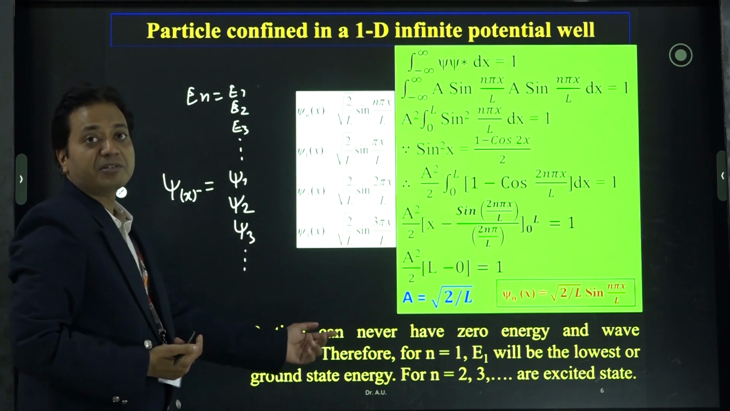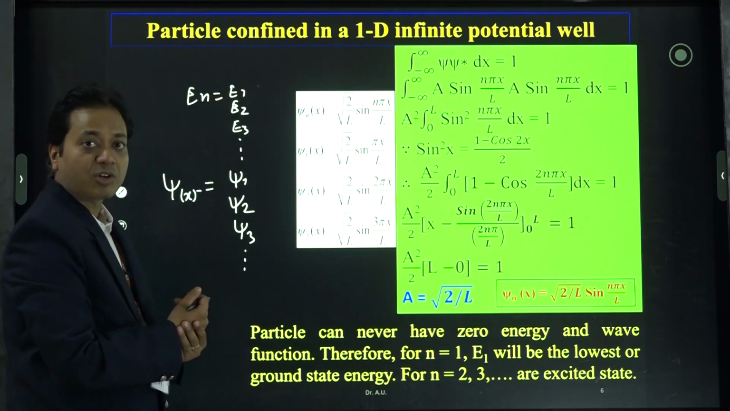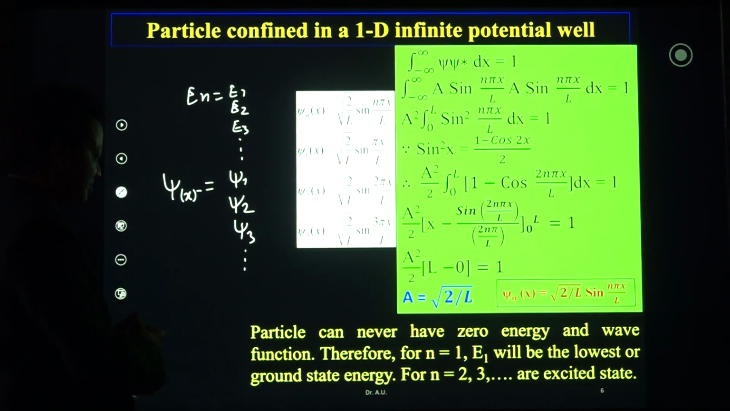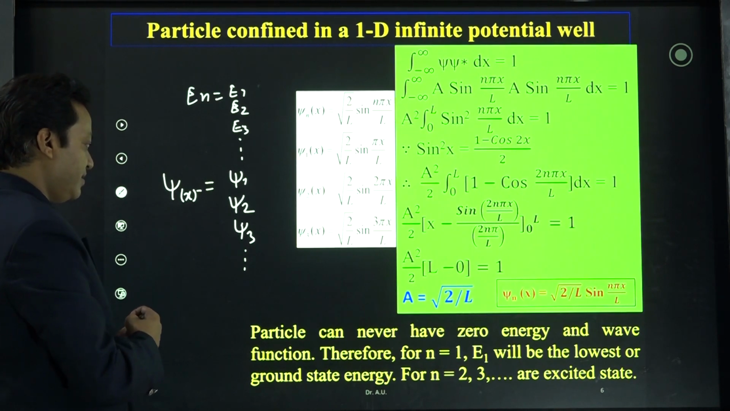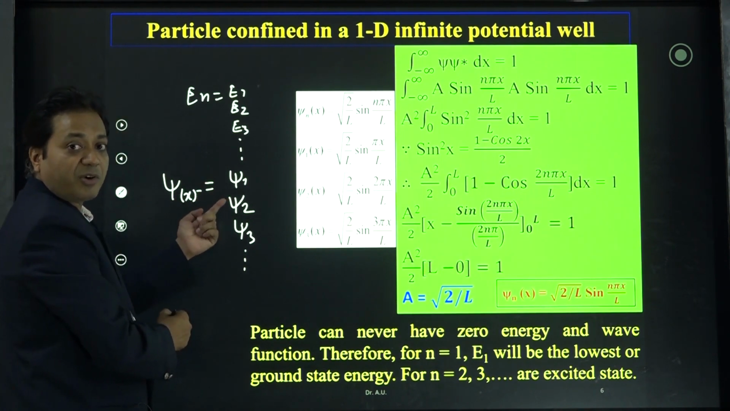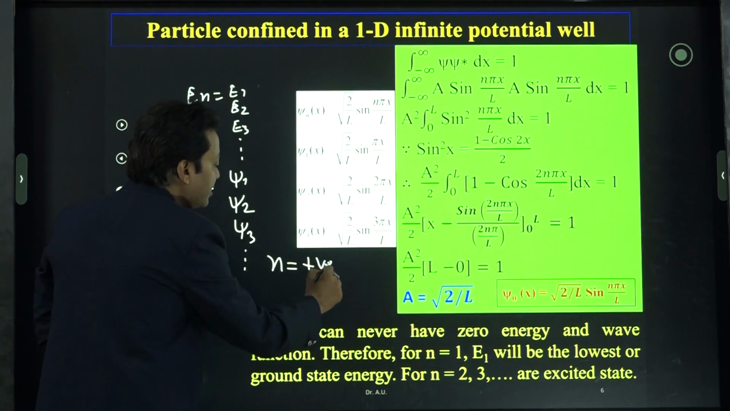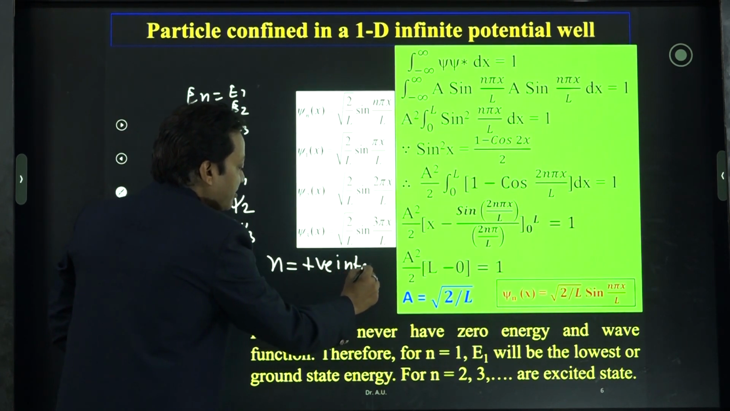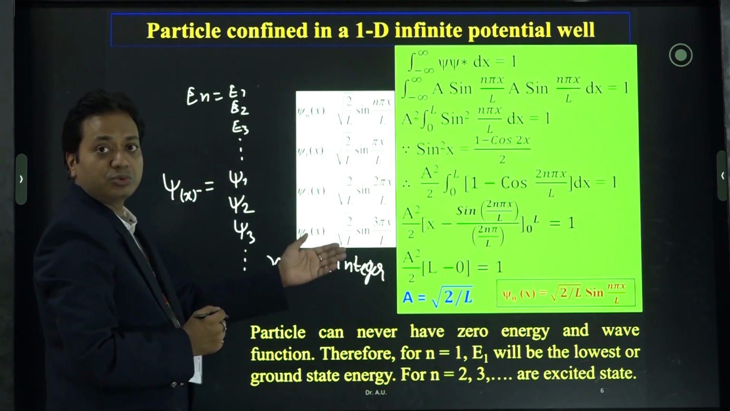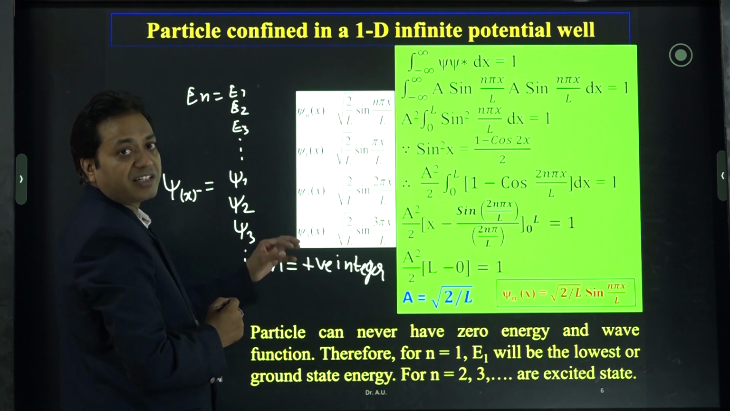The particle can never have zero energy, E0 is not possible and psi 0 is not possible, because we have only positive integer values of the quantum number. So n can be either 1, 2, 3, 4 or so. N can never be 0. If n is 0, it means there is no particle.